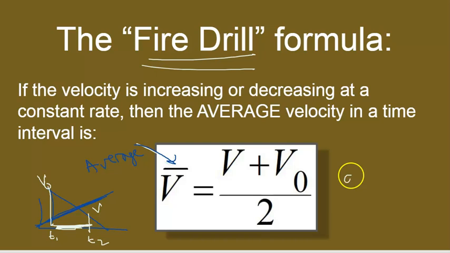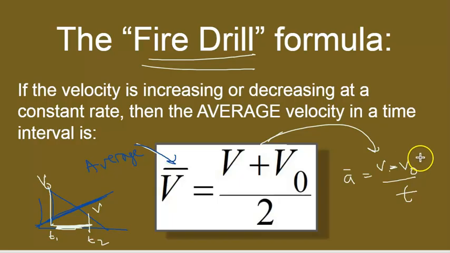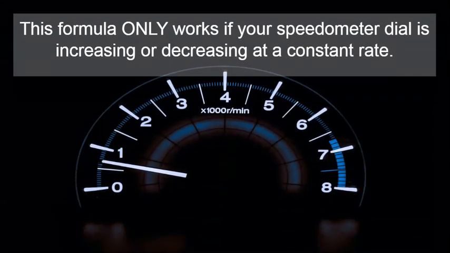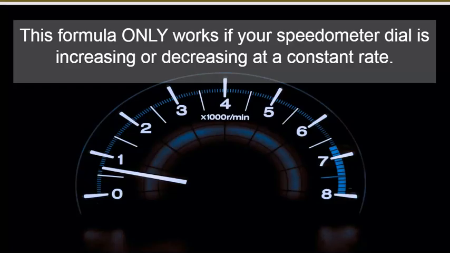Be really careful because the average acceleration is v final minus v initial over t, right? So it's real easy to confuse these 2 equations because they're both fractions and they both have 2 velocities in the numerator. All right, you will get this formula. Please write it down, and we're going to practice it, and hopefully this will be a quick video. Okay, again, this formula only works if your speedometer dial is changing at a uniform rate.